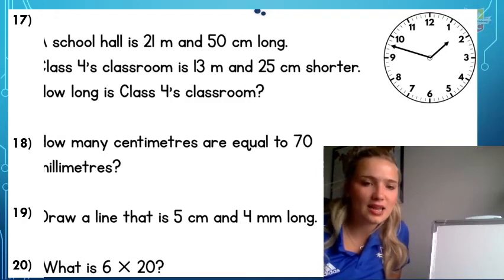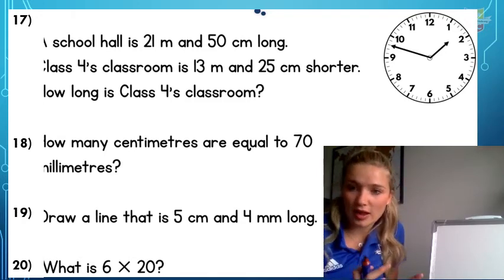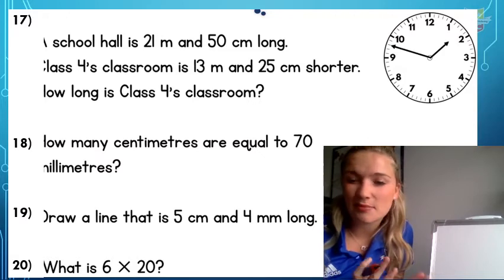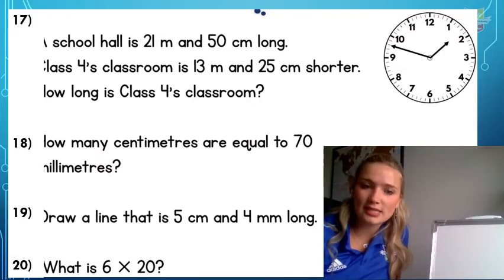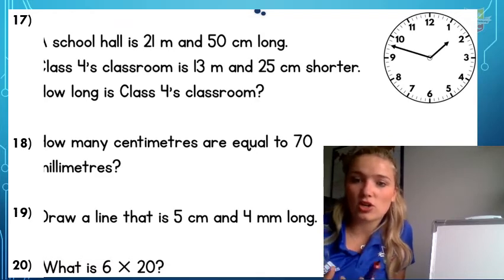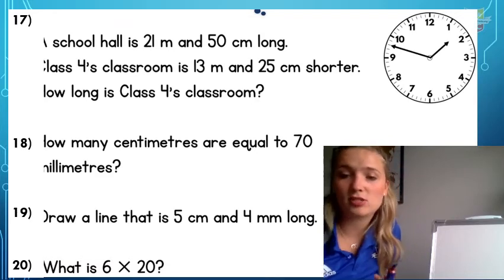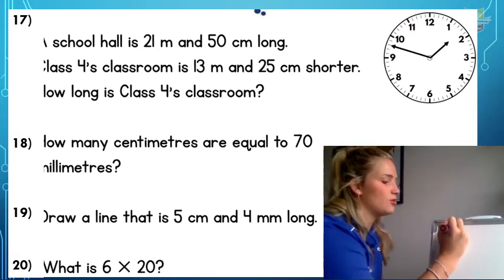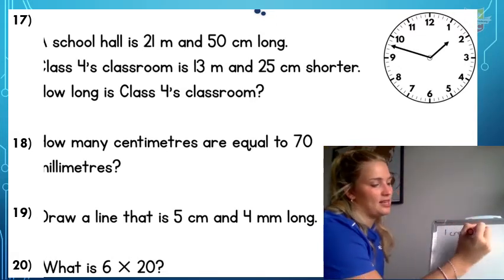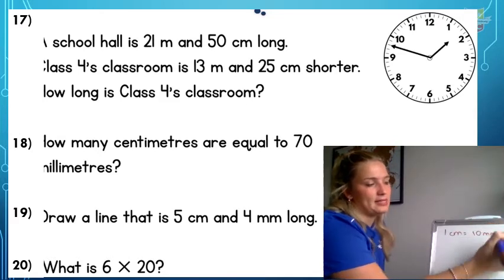And then draw a line that, so then I need to draw a line using a ruler. If you don't have a ruler, obviously you'll have to leave that one out. And finally, number 20, what is 6 times 20? So 6 times 20, you could either use your column method, or you might be able to spot something so you can do it nice and easily. I will leave the conversion rate, so 1 centimetre equals 10 millimetres.